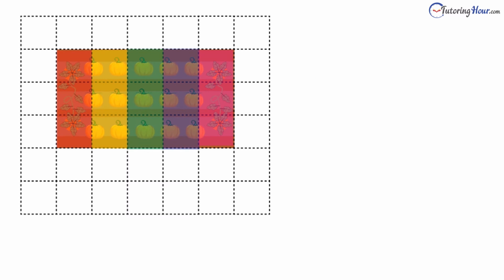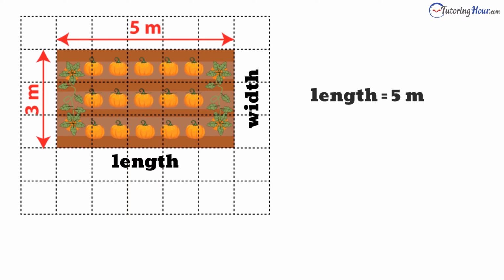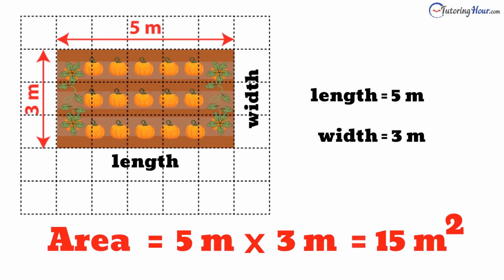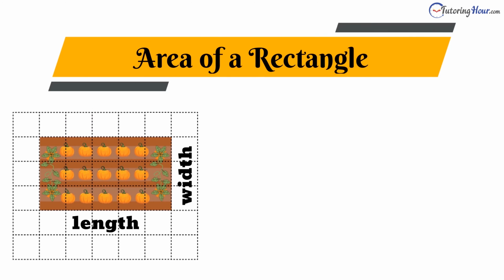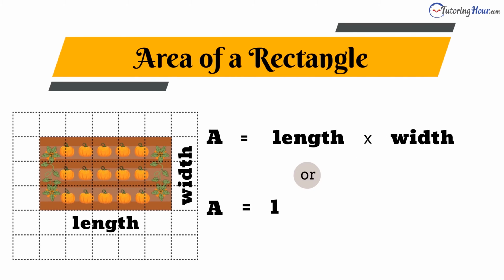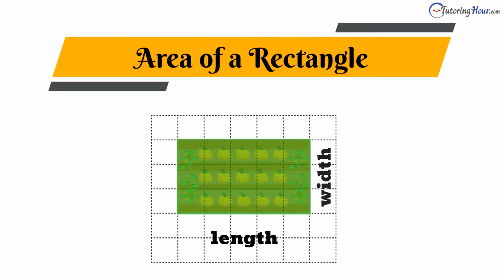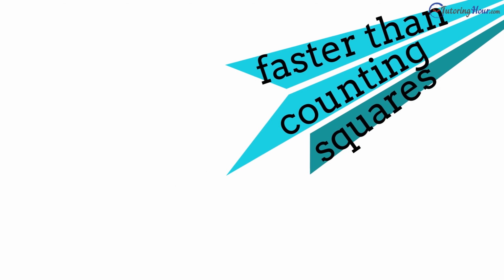Equating the number of columns with length and the number of rows with width, 5 meters becomes the length of the rectangle. 3 meters is the width of the rectangle. And the product of the two, 15 square meters, is the area of the rectangle. From this, we have the formula to find the area of a rectangle. A equals length times width, or L times W. All we need to do is just plug in the dimensions and figure out the area. And this works much faster than counting squares.